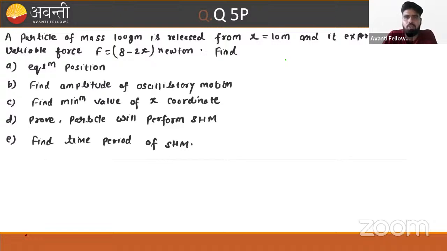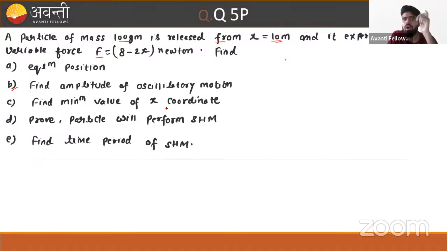This is a beautiful question, and a single question that clears a lot of concepts for you. What is given in the problem? Firstly, we have to understand the problem. A particle of mass 100 gram is released from x equal to 10 meter, and it experiences a variable force that is a function of x. What is asked in the given problem? In the first part, it is asked to find the equilibrium position. In the second part, we find the amplitude of the oscillatory motion.